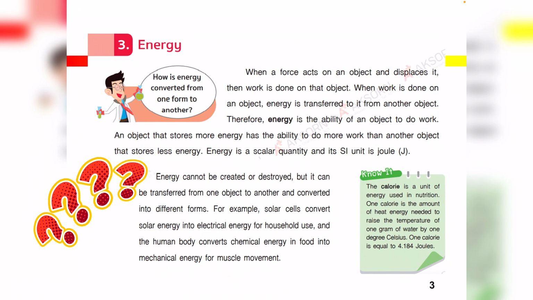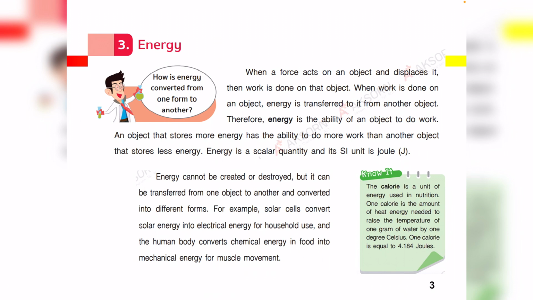Now, when we say energy, what does it mean? Energy here is what we call the ability to do work. An object that stores more energy has the ability to do more work than the other object that stores less energy. So energy is a scalar quantity and the SI unit for energy is joule. So I repeat, energy is the ability to do work.